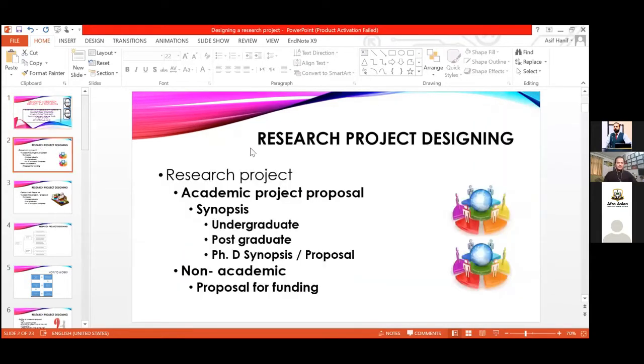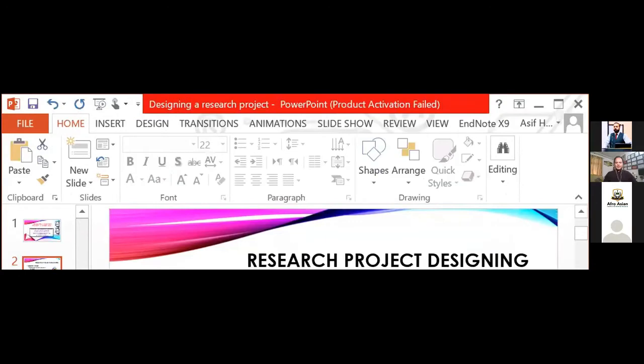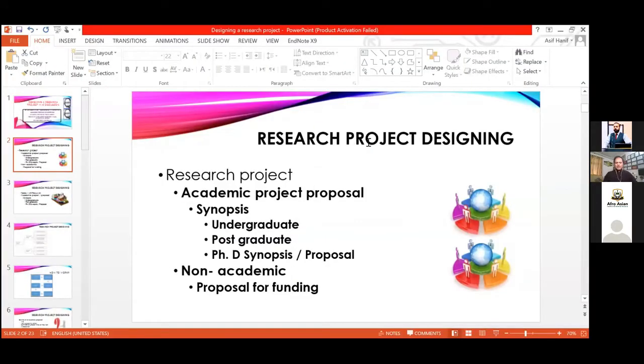Research project designing means we have two different types of projects related to research. One is the academic project proposal and the other is the non-academic proposal that is usually made for funding. We are mostly involved in academic project proposals and academic project designing. So I will put more focus on academic project proposals; I will discuss synopsis at undergraduate, postgraduate, and even PhD level, inshallah.